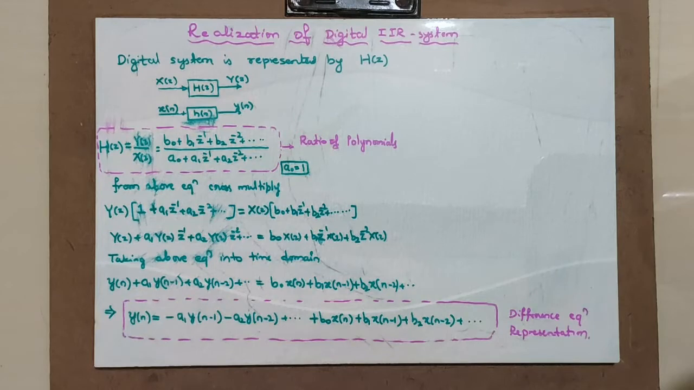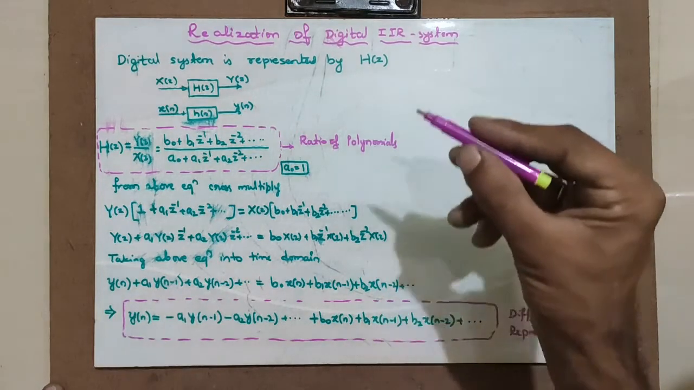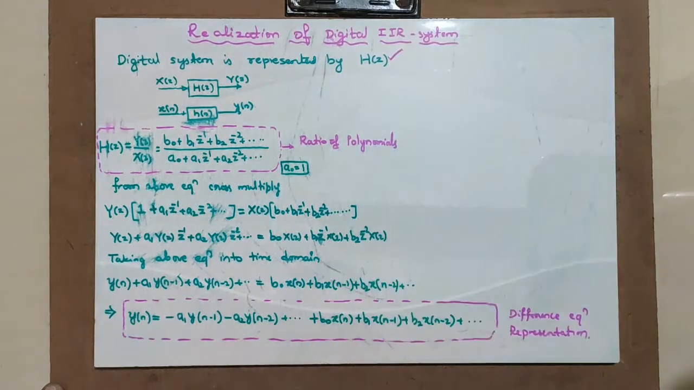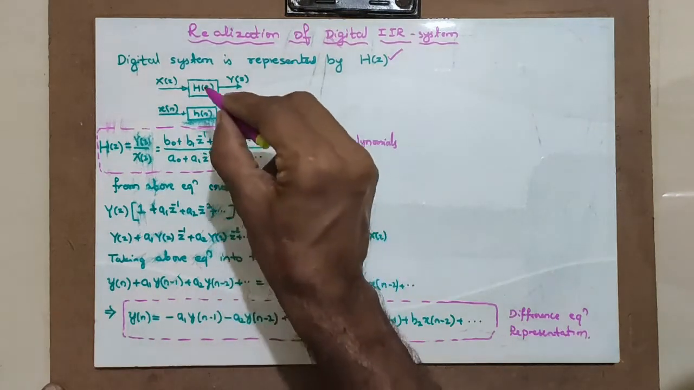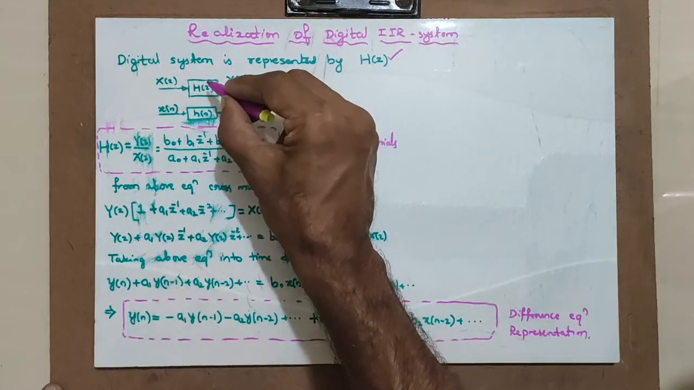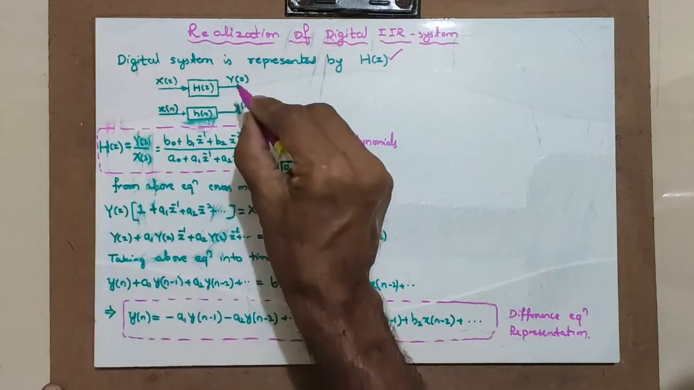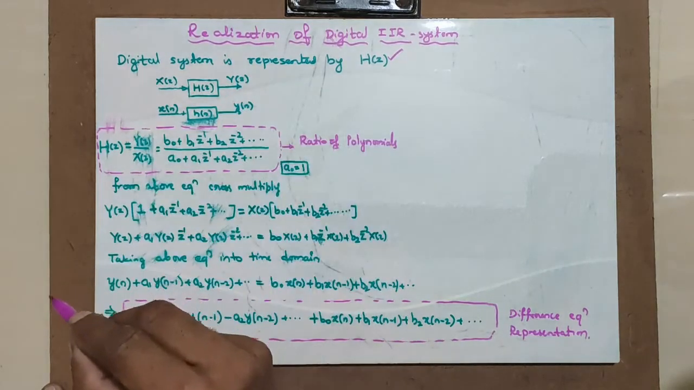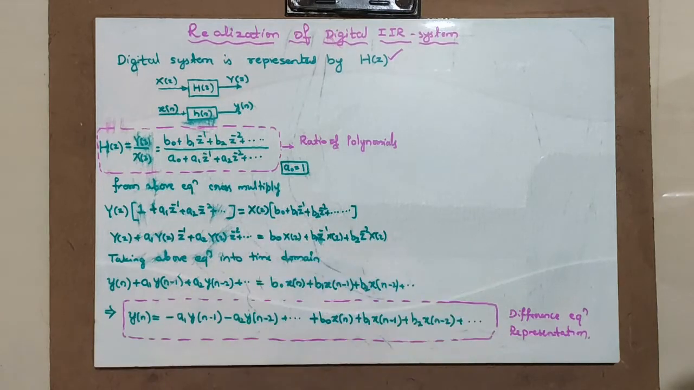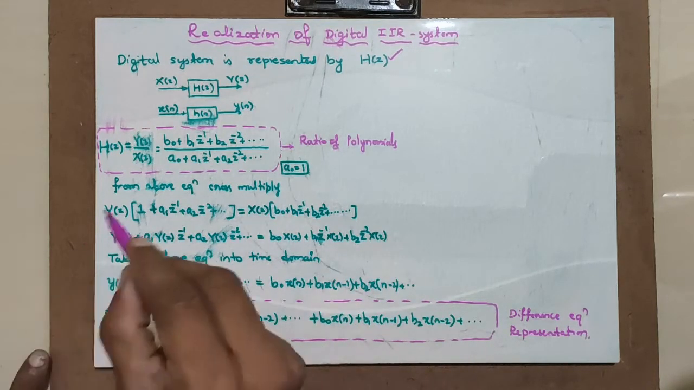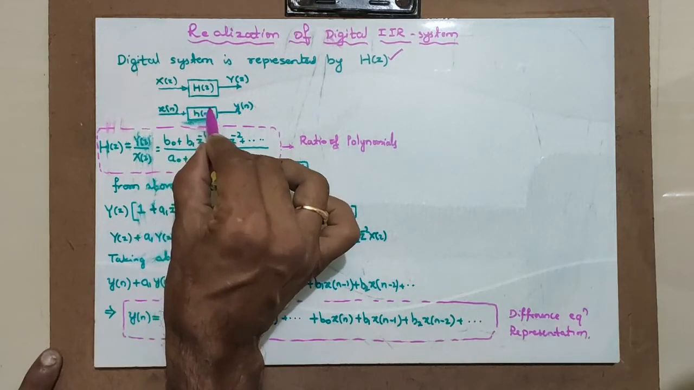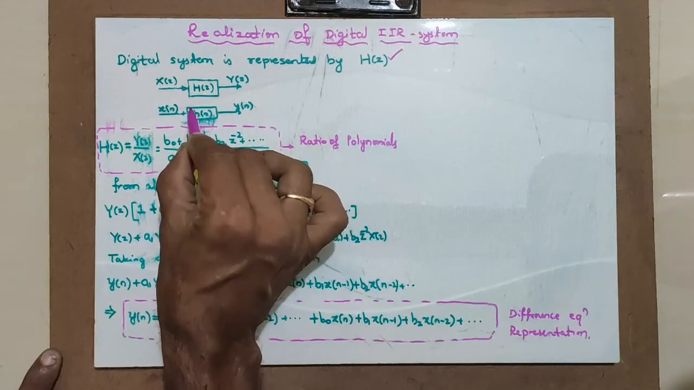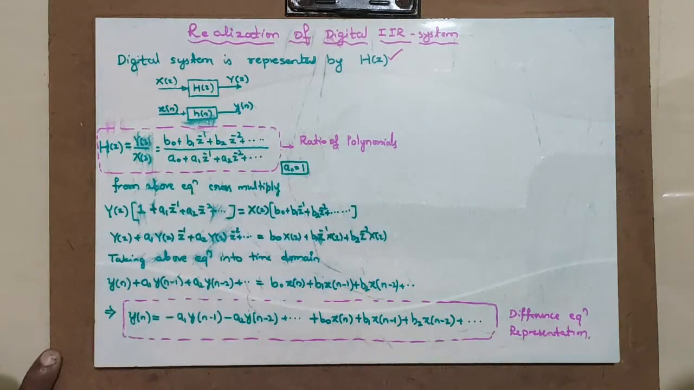You know that a digital system is represented by H(z). Whereas analog means H(s), digital means it is represented by H(z). This is the filter H(z), whatever is there, that is a filter. It takes input X(z) and provides the output Y(z). That's how the filter structure will be. If you take that into time domain, input is x(n), the filter transfer function or impulse response is h(n), and the output is y(n).